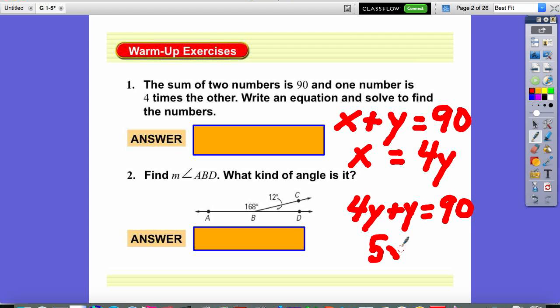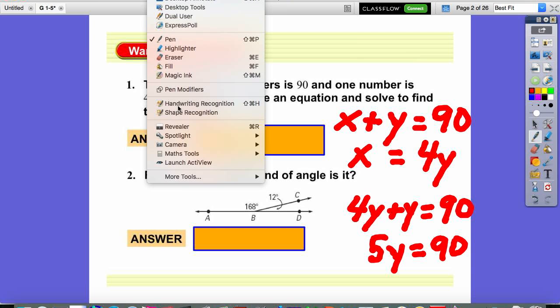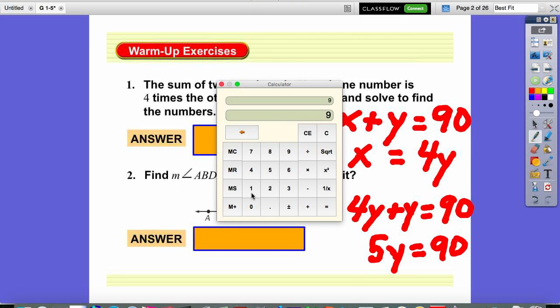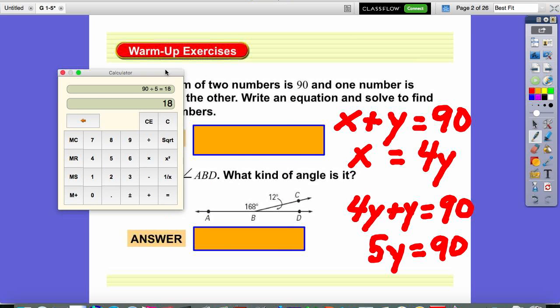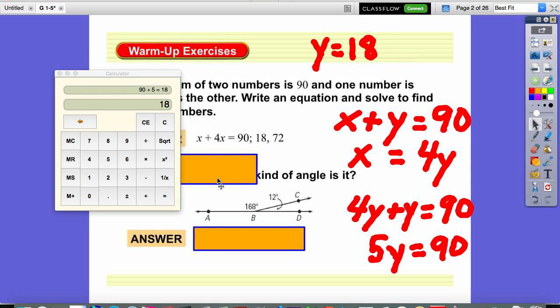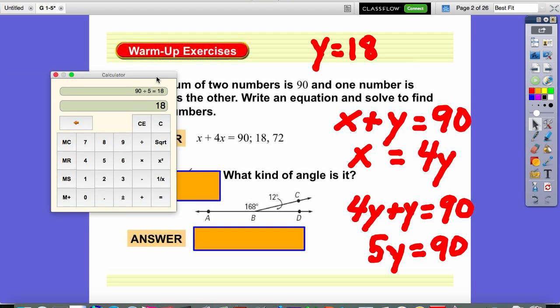So 5y equals 90. I should be able to do this in my head, but we can use a calculator. 90 divided by 5 is 18. So y is 18, one of the numbers is 18, and the other one would be 72. 90 minus 18 is 72.